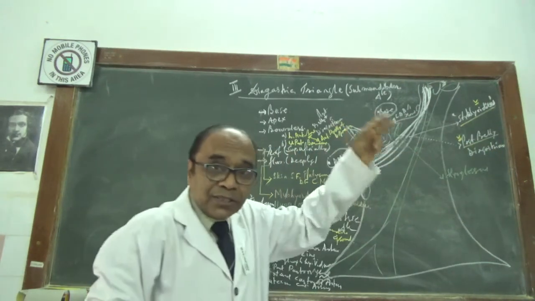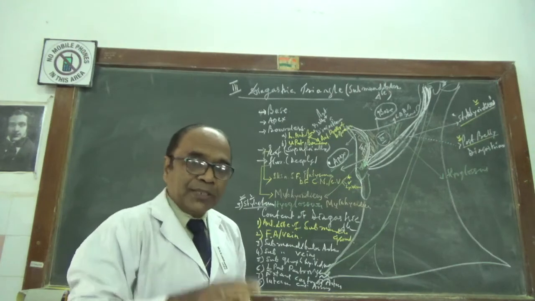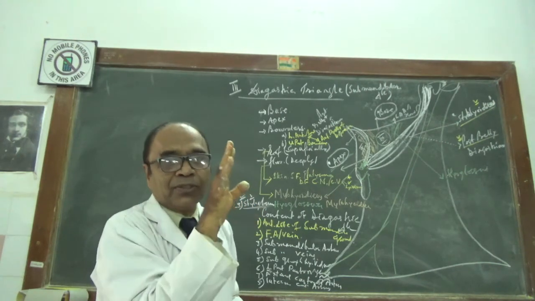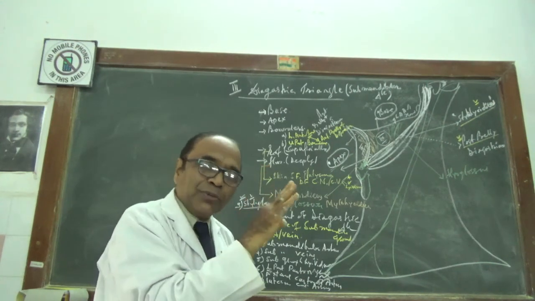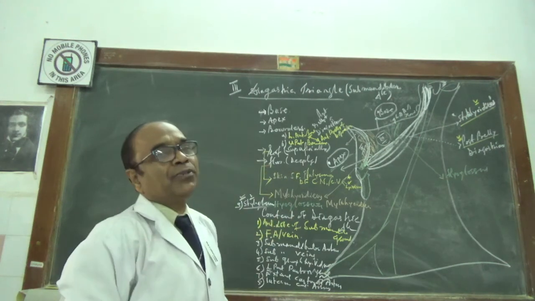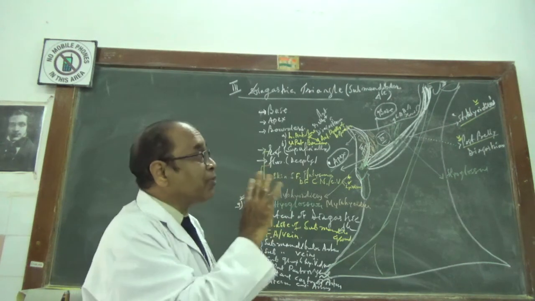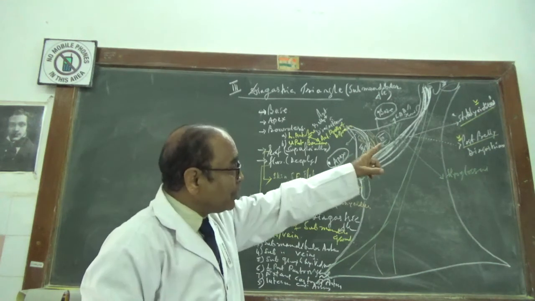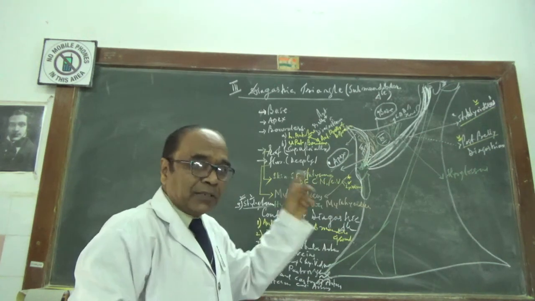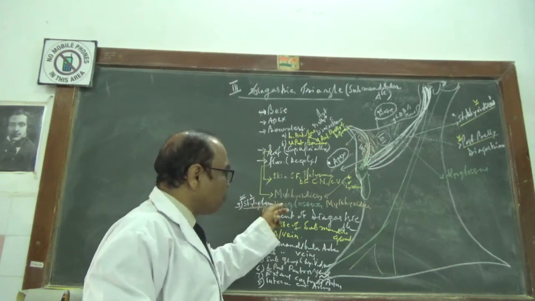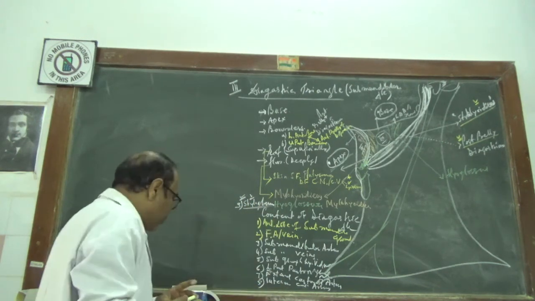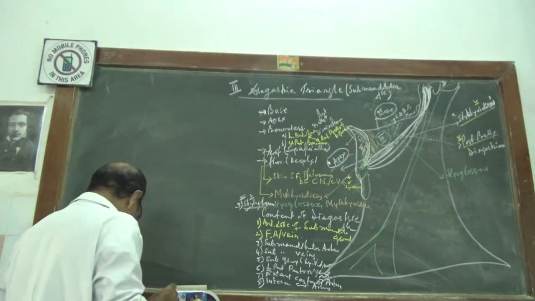stylohyoideus. Stylohyoideus is a muscle which takes origin from the lateral aspect of the styloid process, which will be deep to the posterior belly of the digastricus. So that mistake one should not make. Stylohyoideus goes to the hyoid, but the styloglossus goes from the styloid to the tongue. That becomes a content.